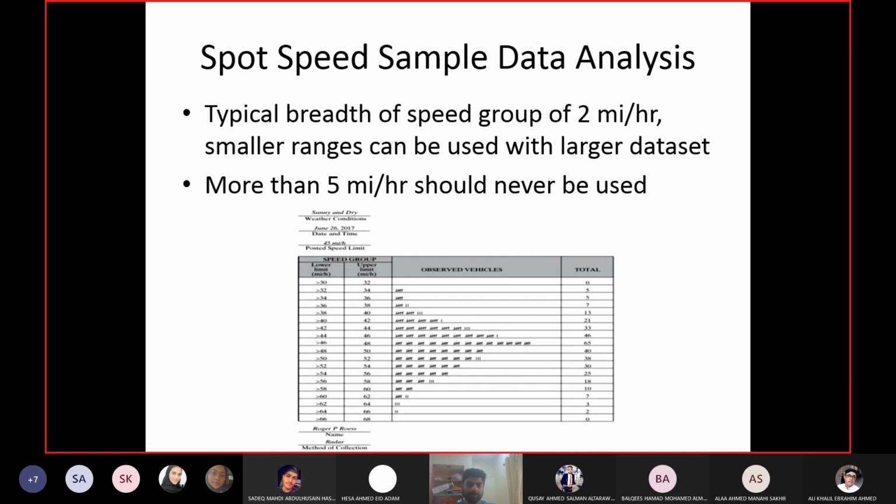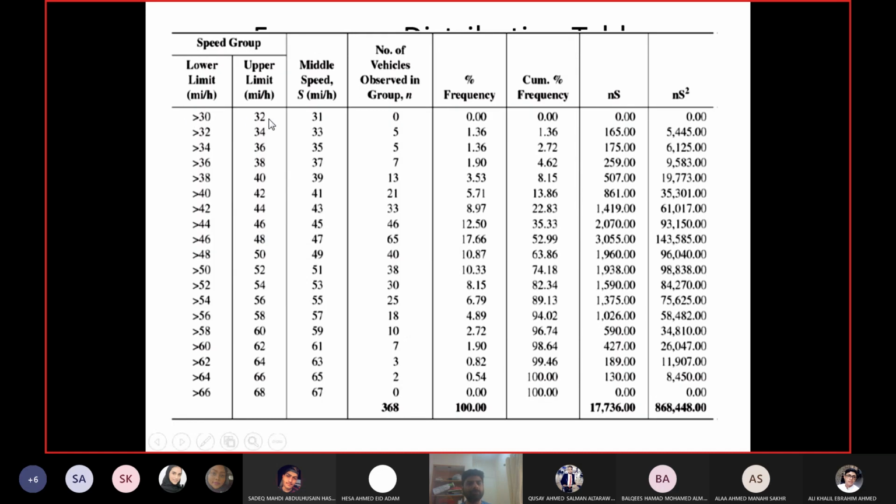Now the optimum range of the speed group is 2 miles per hour. Between the upper and the lower limit, the optimum difference is 2 miles per hour. But if you have more data, you can go for a lower range as well. For example, in this example they are using a 2 miles per hour difference for the speed group. Each speed group has a range of 2 miles per hour, but if you have more data, you can reduce this.